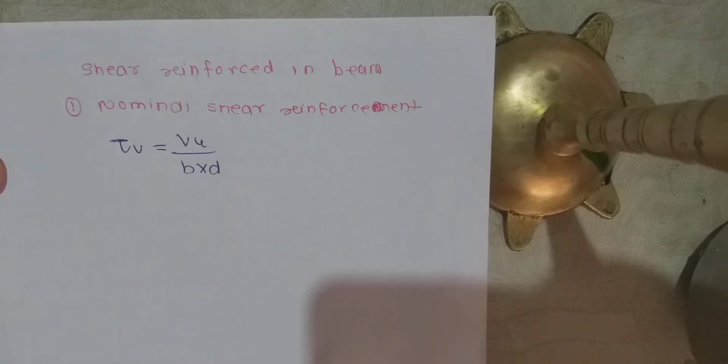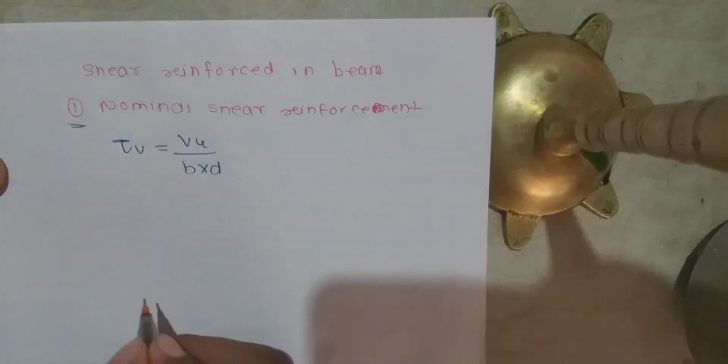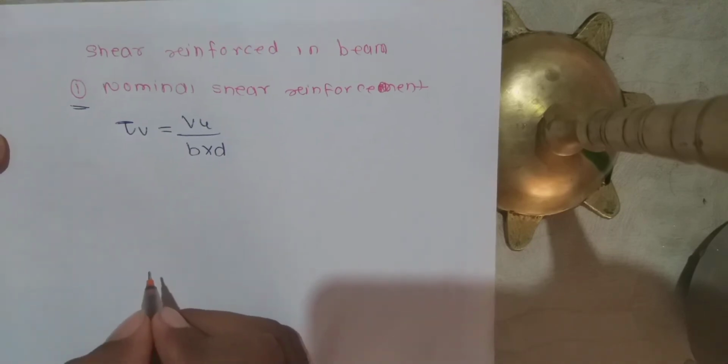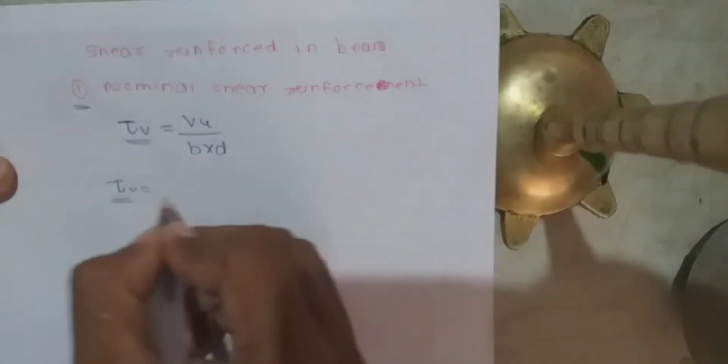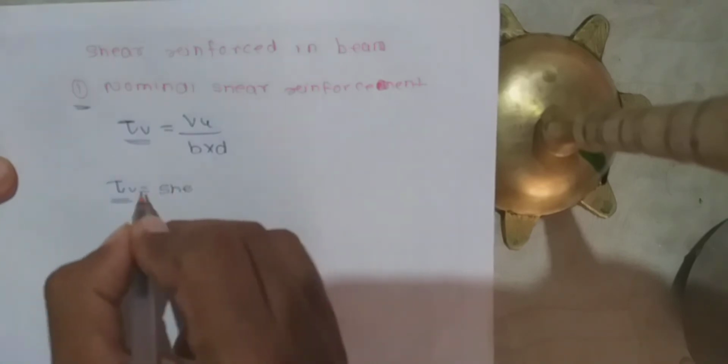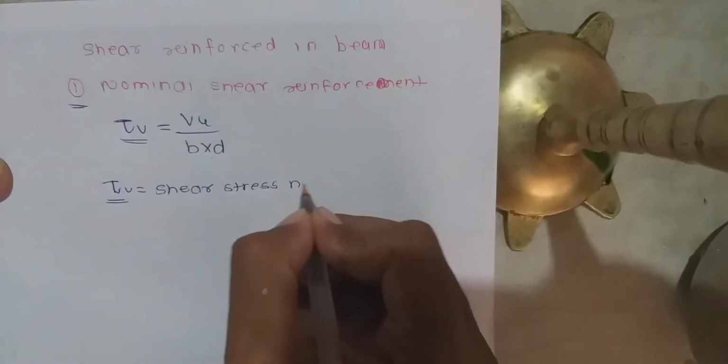Learning platform for engineers. So today we are going to learn shear reinforcement in the beam. Nominal shear reinforcement is the first step of our shear reinforcement in the beam. So here is tau v equals Vu upon b into d. Basically, tau v is the shear stress, nominal shear stress, or shear stress in a nominal.